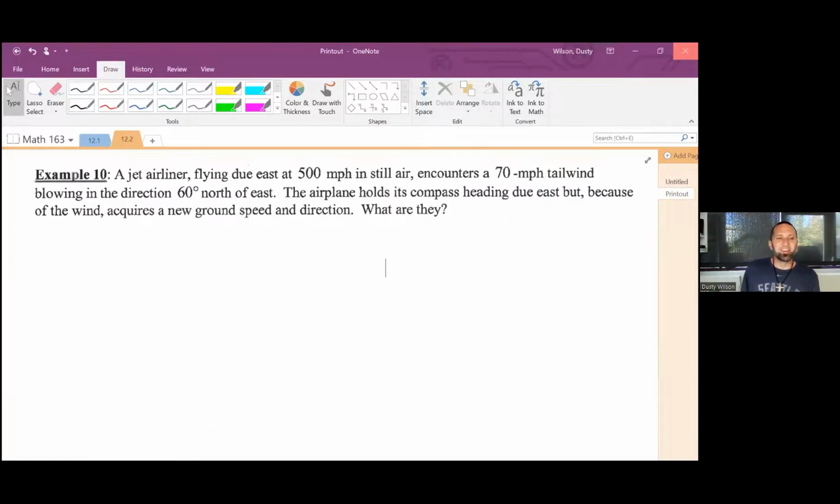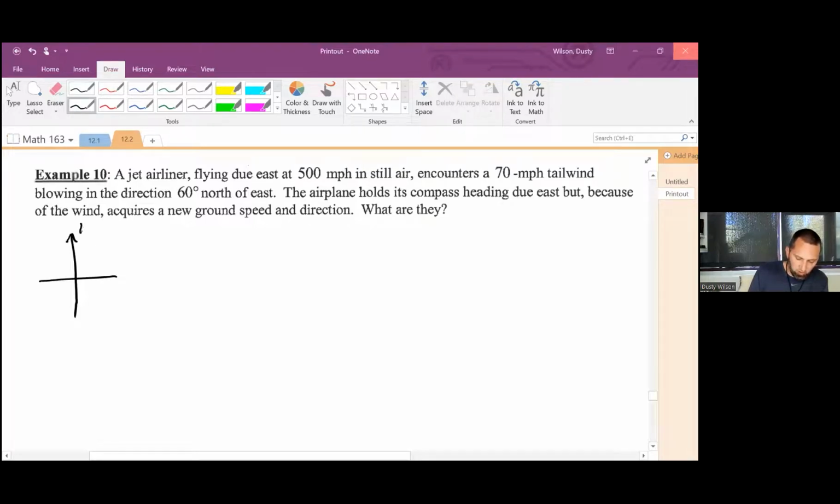So example 10, a jet airliner flying due east at 500 miles per hour in still air encounters a 70 miles per hour tailwind blowing in the direction 60 degrees north of east. The airplane holds its compass heading due east, but because of the wind, acquires a new ground speed and direction. What are they? Well, let's start by drawing a picture and remembering how a compass works.